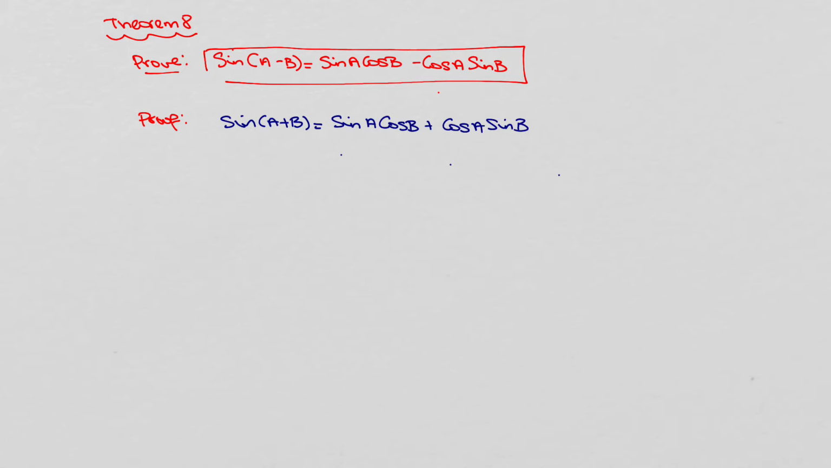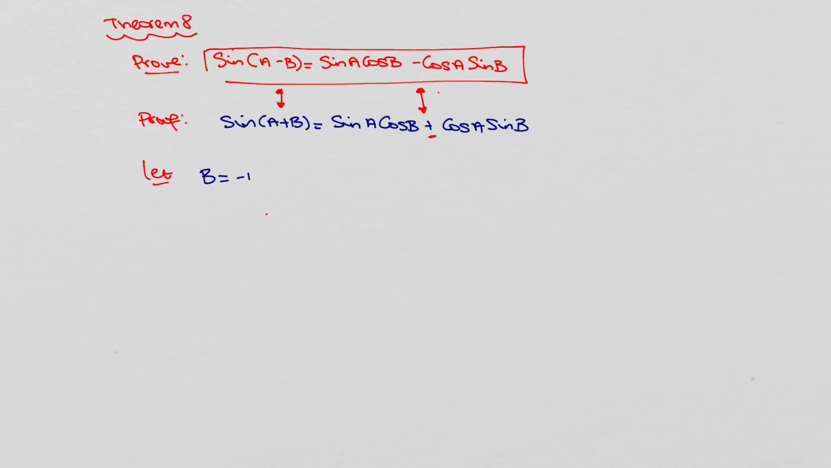Again, let's look at what we want to keep and what we want to get rid of. I want to keep the sine A cos B and the cos A sine B. The only thing I need to change here is the sign. You can see it's minus here and plus there. When I only want to change the sign, what I do is take the angle and let it equal the negative angle.